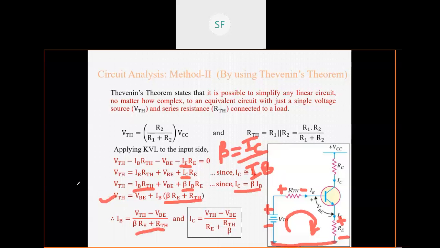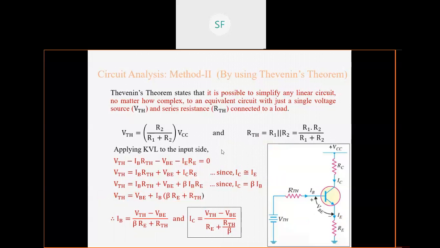Simple mathematical manipulations are there. Okay, so I hope you got this particular point. And finally we got the formula for base current IB. Suppose I have taken beta common from this denominator, then what will I get?